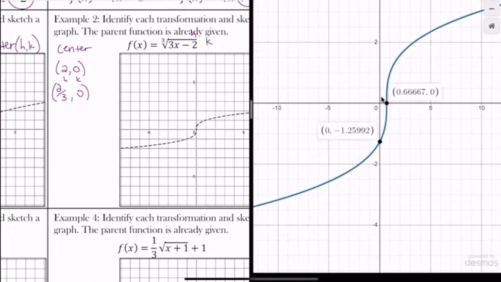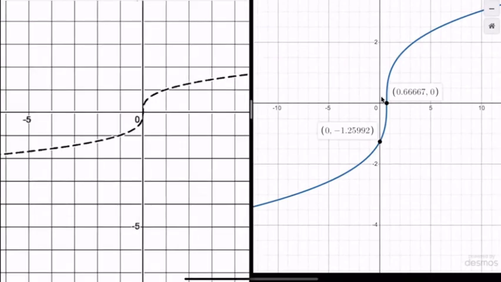There's our center right there at 0.66 repeating. That would be at, we said, 2/3. Put that there anyways, even though it's not a whole number. And then we also have our y-intercept there. Also not a whole number, but I might as well draw it on there.